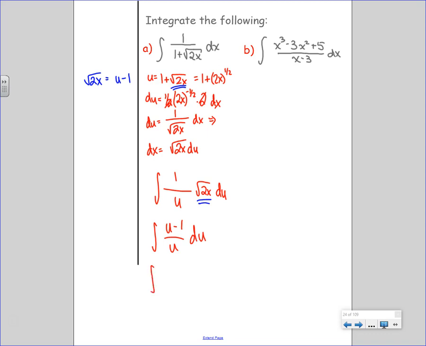For those of you that might not be tracking with the heart method, what we do is we say, hey, that denominator goes with both. So I have u over u minus 1 over u. And u over u just ends up equaling 1.